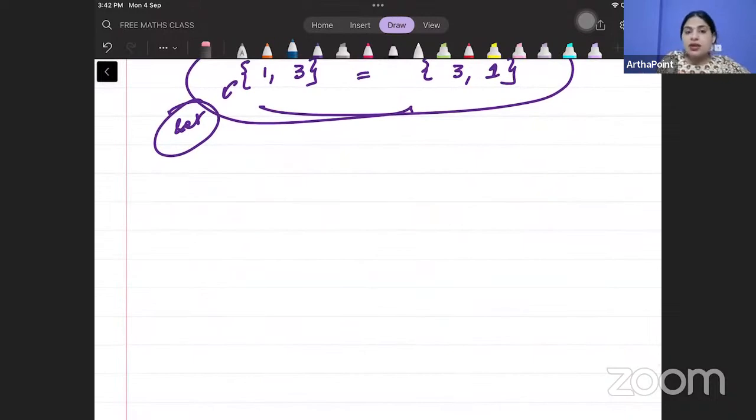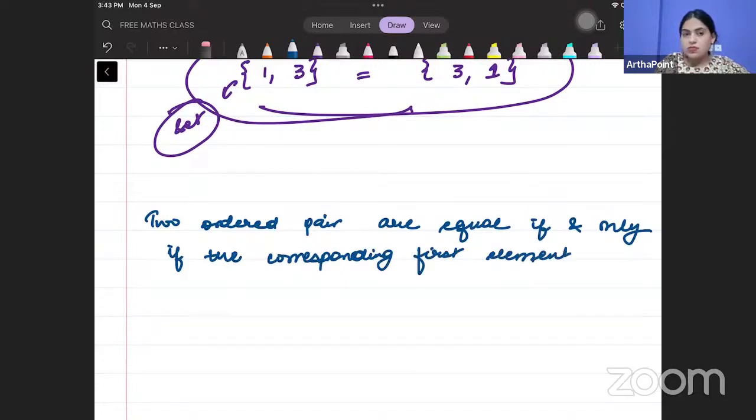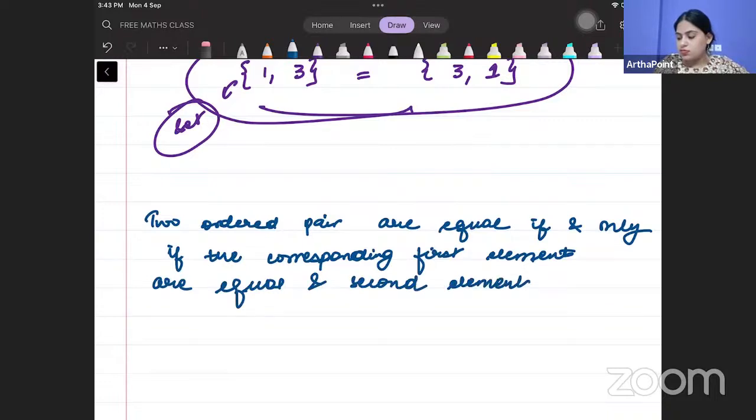So what is my remark that I want to give you, beta? That two ordered pairs are equal if and only if the corresponding first elements are equal and second elements are also equal. Is that clear?